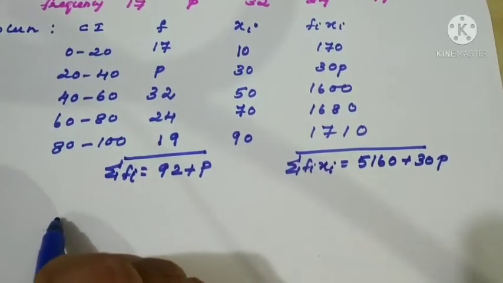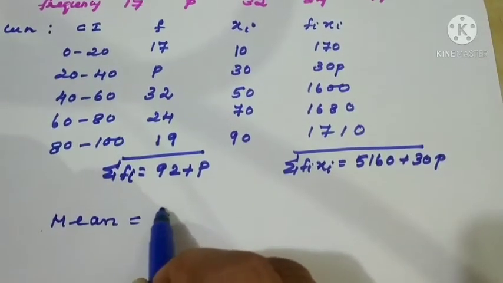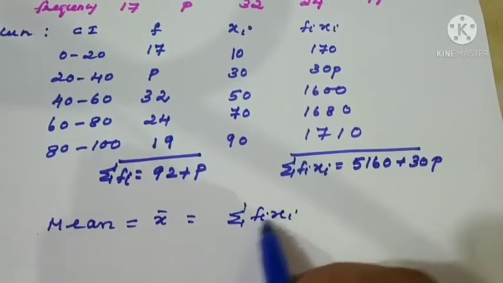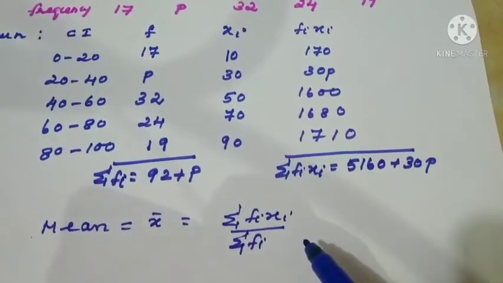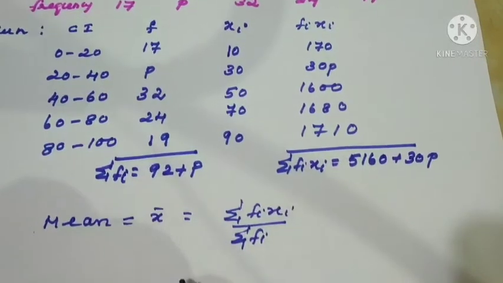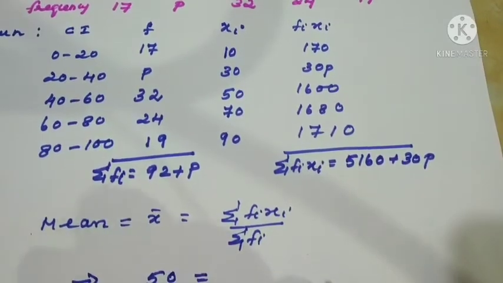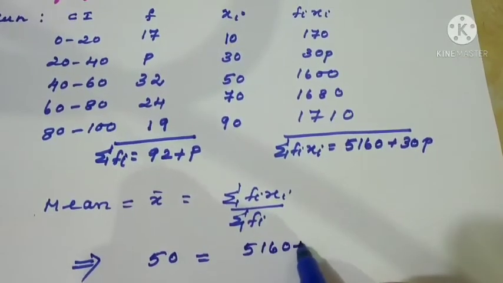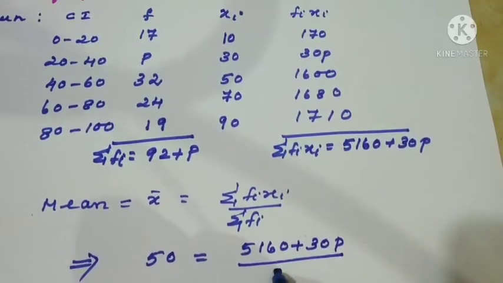So directly write the formula. Mean x bar equal to sigma Fi Xi divided by sigma Fi. So what is the mean given? Mean of the following distribution is 50. So 50 we can substitute on the left side. So 50 equal to 5160 plus 30p divided by 92 plus p.